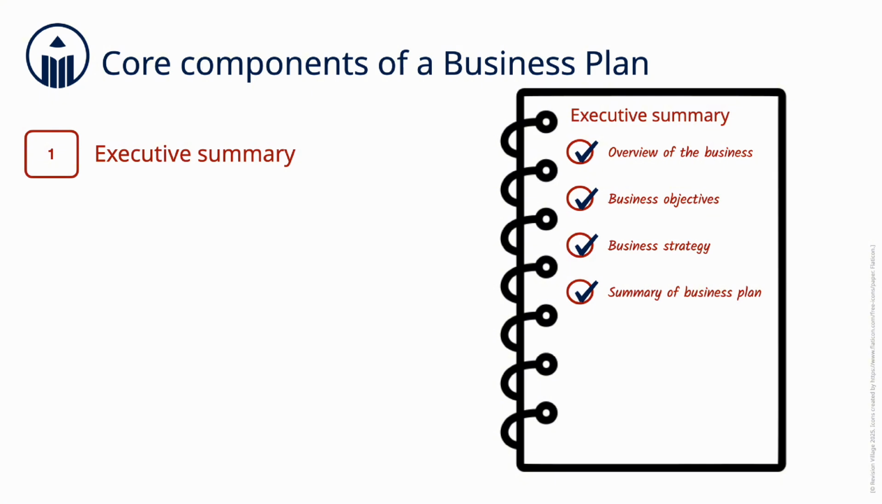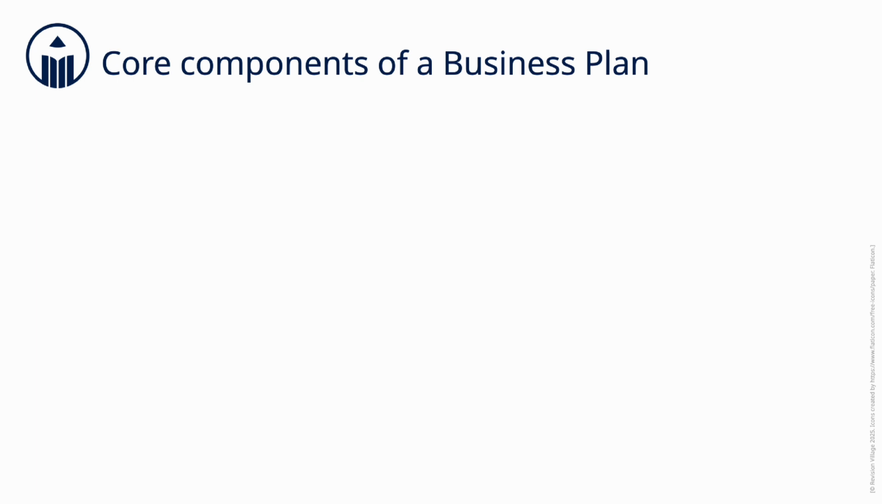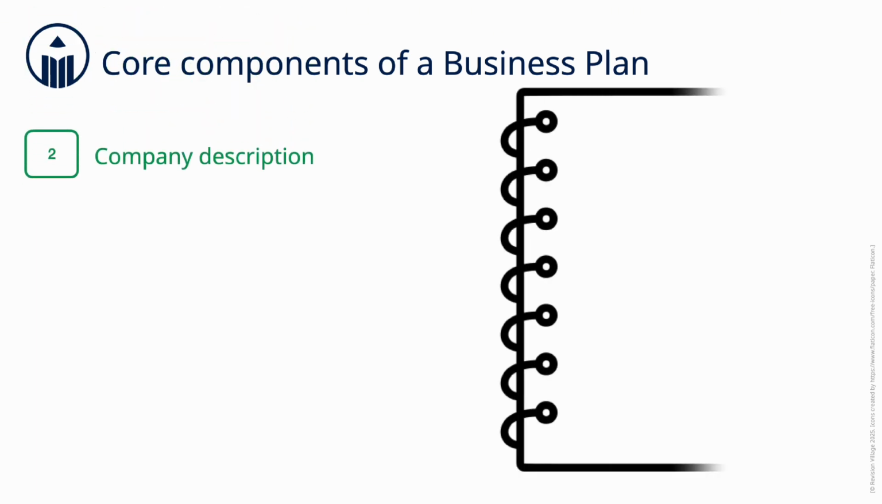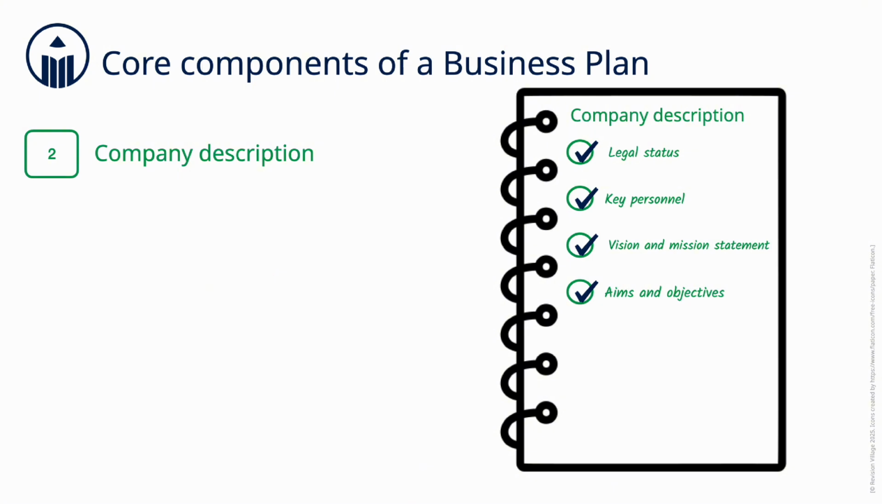Finally, the executive summary provides a concise overview of the entire business plan. It touches on the most important points from each section, such as the target market, financial projections, and funding needs, so readers know what to expect. The next component is the company description. First, the legal structure of the business will be stated, whether it is a sole proprietorship, partnership, limited liability company, or corporation. This information is important for investors and partners, as it affects liability, taxes, and regulatory requirements.